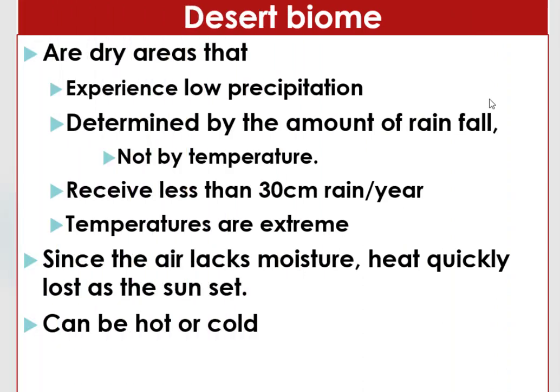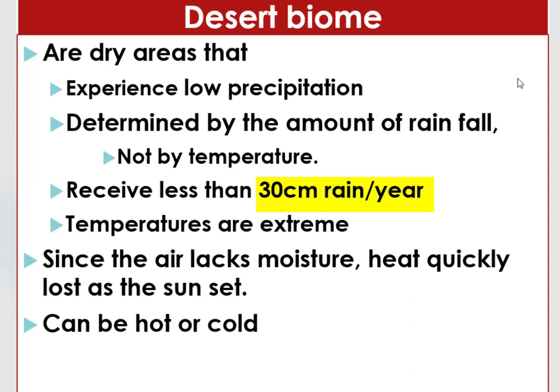Desert biomes are dry areas that experience low precipitation. Desert biomes are determined by the amount of rainfall, not by temperature. This biome receives less than 30 centimeters of rainfall annually.